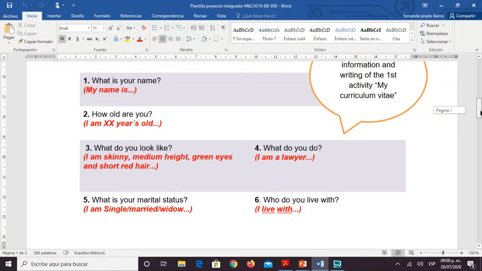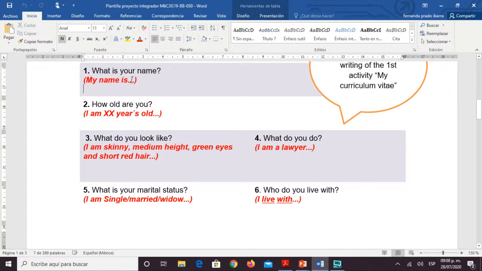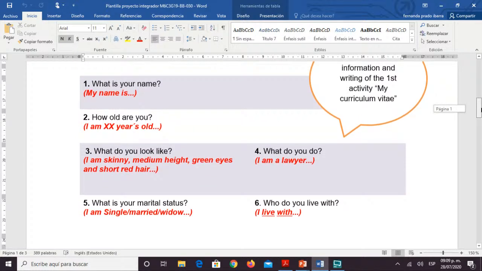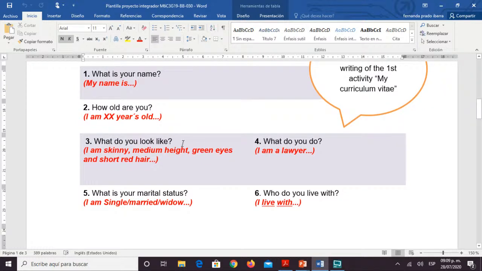Please notice here that I have to write down complete sentences. So I have to answer like this: My name is María Fernanda Prado Ibarra. How old are you? I am 31 years old. What do you look like? Okay, what I look like is my physical appearance. So I'm skinny, medium height, I have green eyes, and short red hair. What do you do? I'm a lawyer.